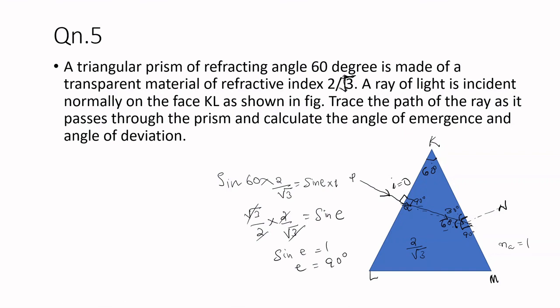That means the ray should go directly through this, graze through this surface. Then only the angle of emergence can be 90 degree. So this is the path of the ray. It grazes on the surface of the prism, making an angle of 90 degree.